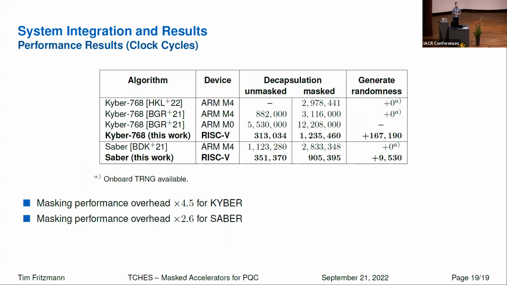So when looking at the performance results and cycle counts, we observed that our masked implementation has an overhead of a factor of 4.5 for Kyber and a factor of 2.6 for Saber. So it turns out that Saber is a little bit easier, or maybe cheaper, to mask. And this is mainly, as I said, due to the module learning with rounding instead of the module learning with error, and also the simpler power of 2 moduli.